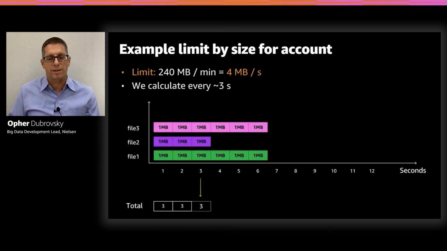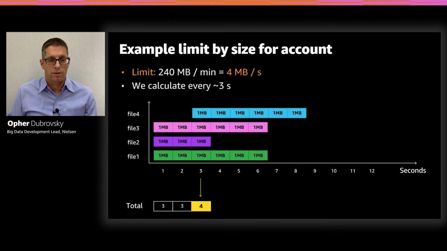Let's assume we have a size limit of 240 megabytes per minute. That works out to be 4 megabytes per second. Our work manager, which makes the dispatch decisions, wakes up roughly every 3 seconds. So, as you can see in front of you, we are sending 3 files, and at second 3, when the work manager wakes up, we are sending a total of 3 megabytes per second. If you recall, the limit we wanted was 4 megabytes per second. So we have 1 megabyte of free capacity we could use to send extra data. So it will initiate another file.